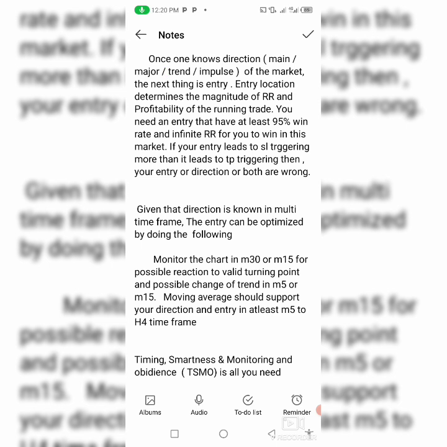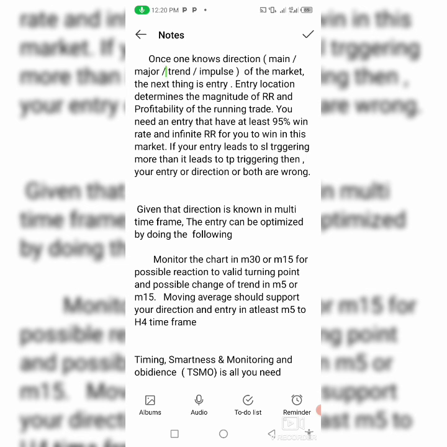1. Monitor the chart in the 30 minutes time frame or 15 minutes time frame for possible reaction to a valid turning point, okay? And possible change of trend in the 5 minutes or 15 minutes time frame. So you are looking at two things.